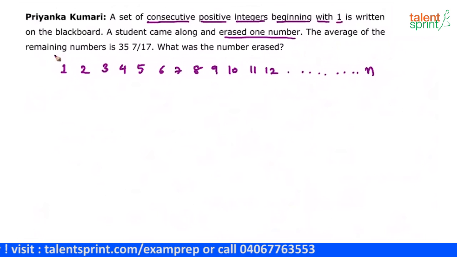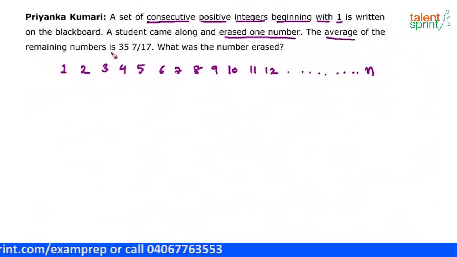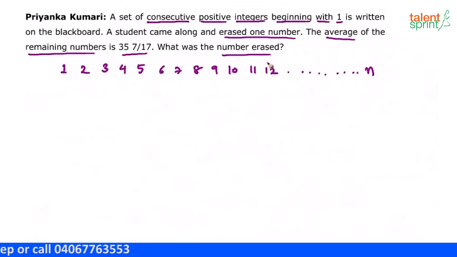The average of the remaining numbers is 35 7 by 17. What was the number erased is the question. The average of the remaining numbers is 35 7 by 17. What is the number erased?